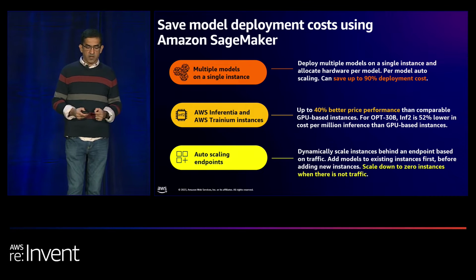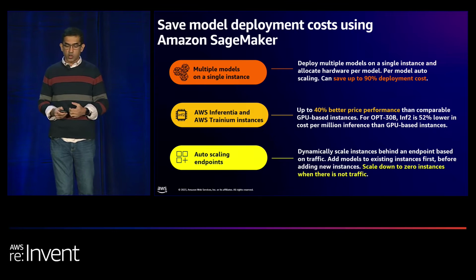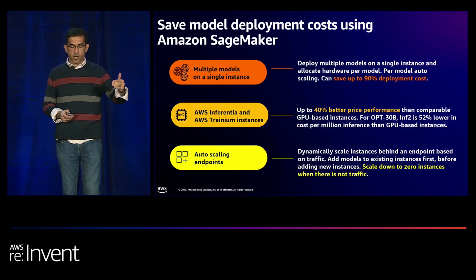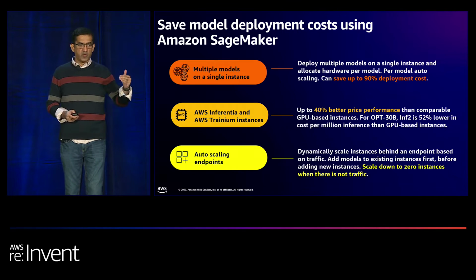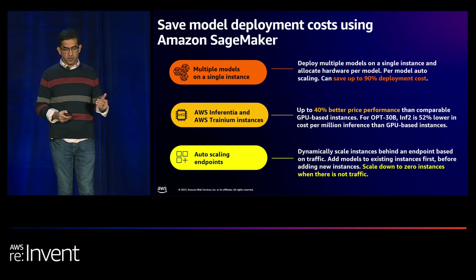Yet another cost-saving feature in SageMaker is dynamic auto-scaling. So you can set auto-scaling policies to dynamically scale the instances behind the endpoint based on traffic. That way, you add instances only when you need it, and you scale down when there is not much traffic to save costs. Let's dive deeper into these features.